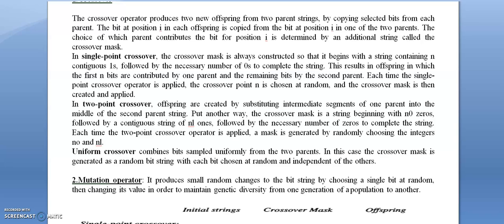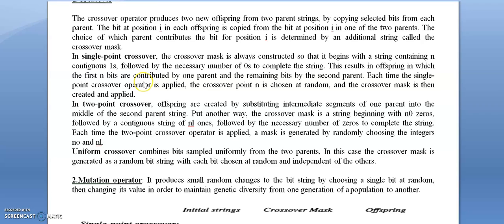Next we have some genetic operators, which we are going to see in detail. First we are going to discuss the crossover operator. Crossover produces 2 new offspring from 2 parent strings by copying selected bits from each parent. So the bit at position i in any of the offspring is copied from the bit at position i in one of the 2 parents. Now how is this decided? This is decided with the help of a crossover mask.